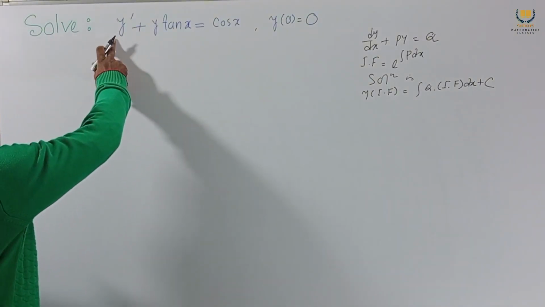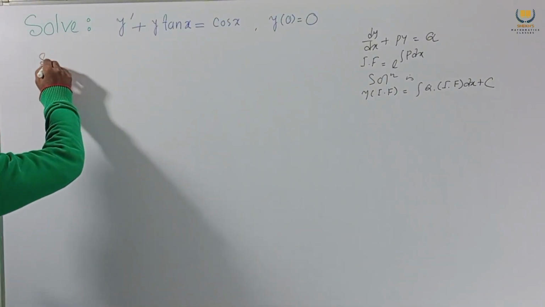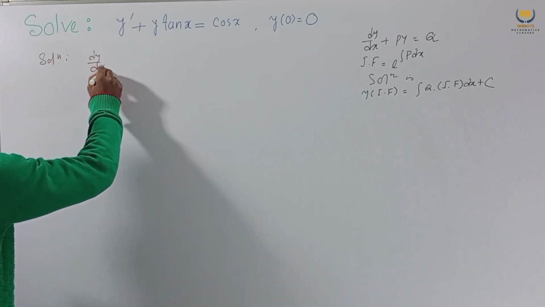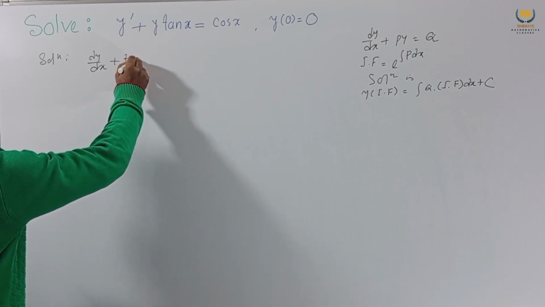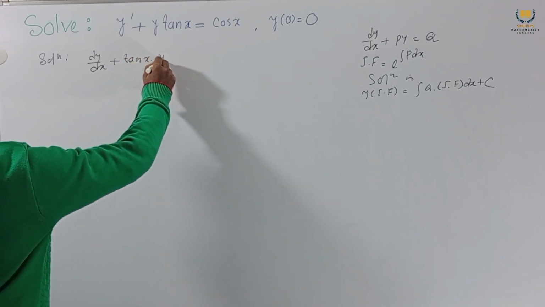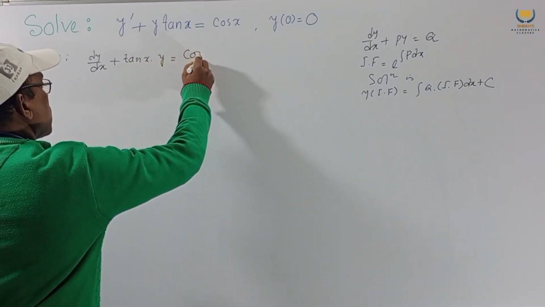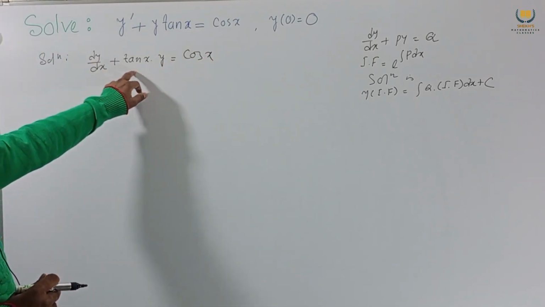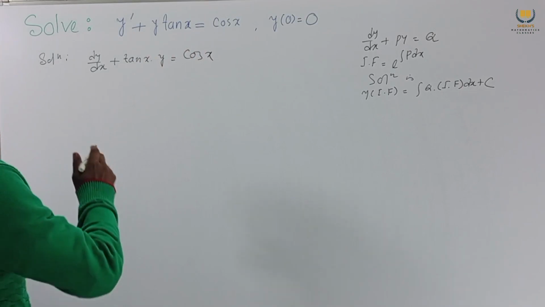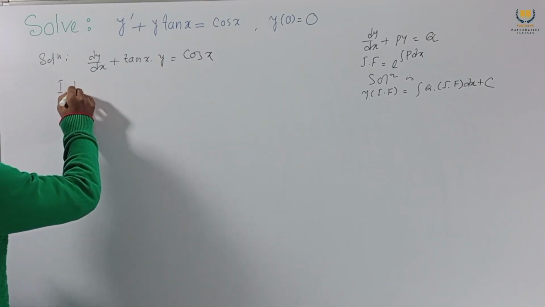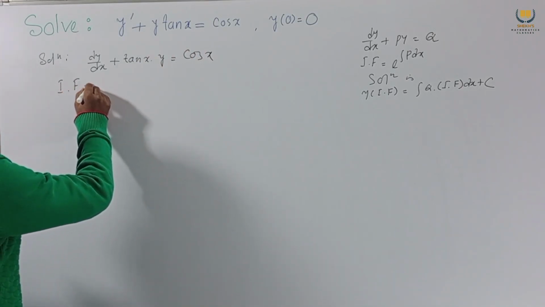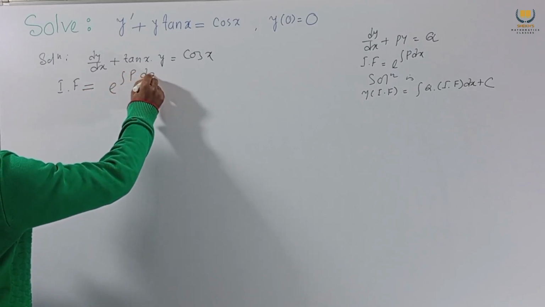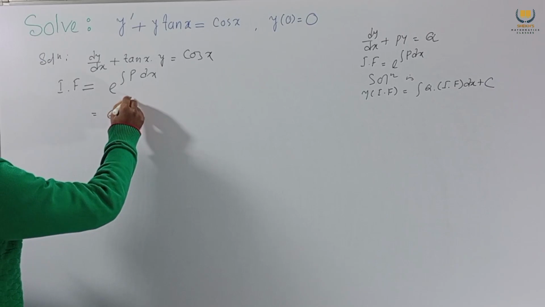Now we rewrite this as dy/dx + tan x into y = cos x. So obviously this is a linear differential equation dy/dx + Py = Q. Now first we find the integrating factor. Integrating factor equals e to the power integral of P dx. So here P means tan x.